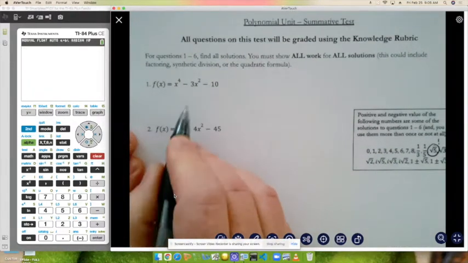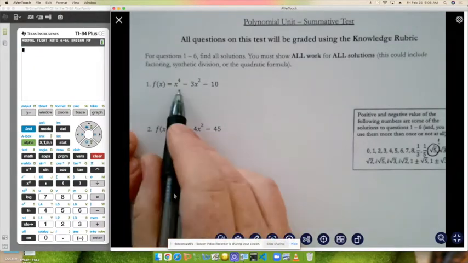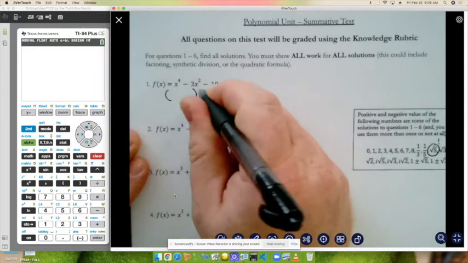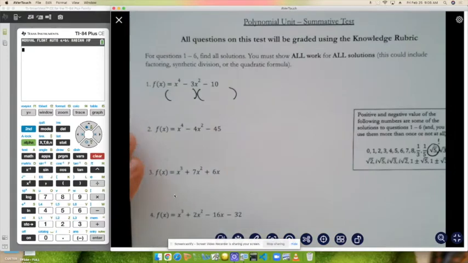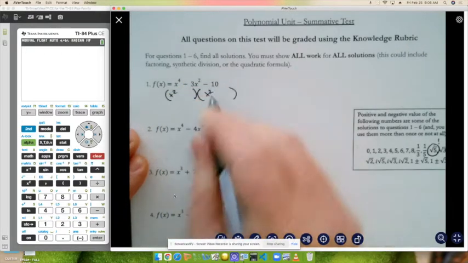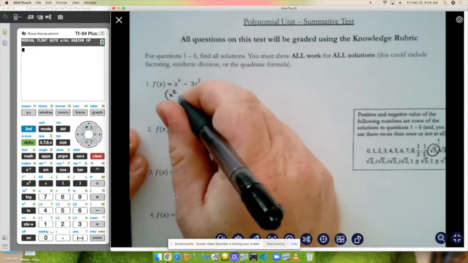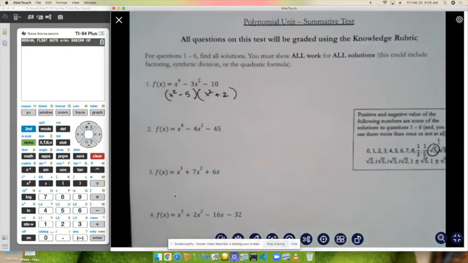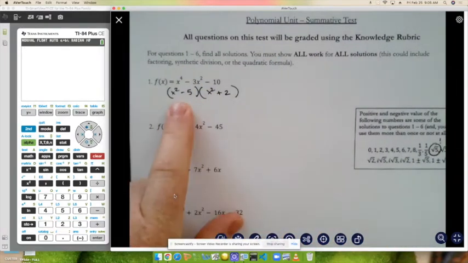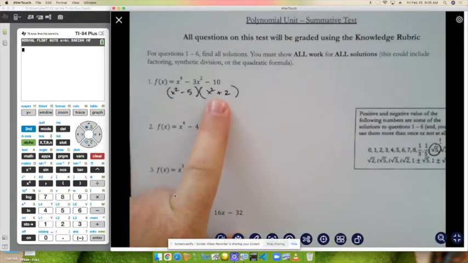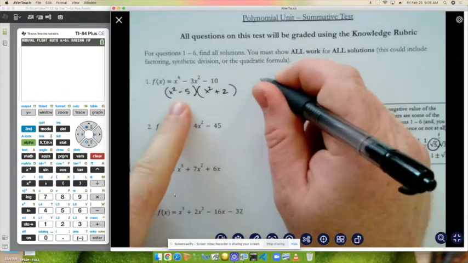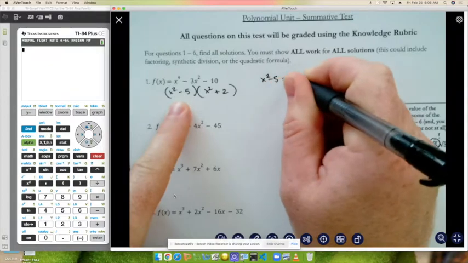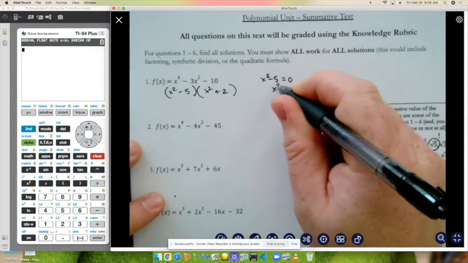Problem number one, when I look at this, I see that it has quadratic form. It's a quartic equation, but it's going to factor into two quadratics. So all I need to do is find the numbers that multiply to get negative 10 and add to get negative 3. That's negative 5 and positive 2. Two solutions are going to come from x squared minus 5, and the other two are going to come from x squared plus 2.